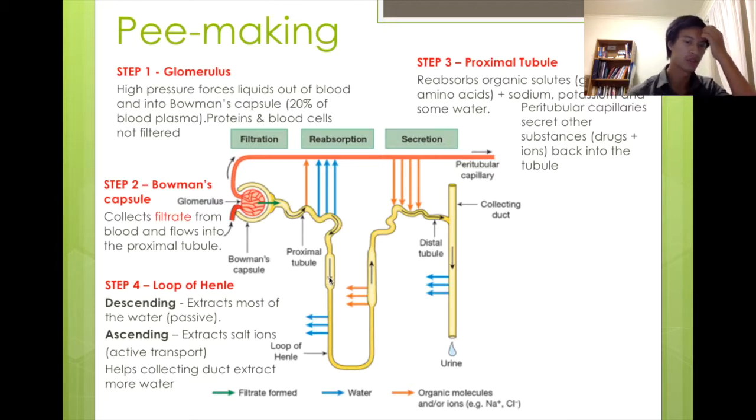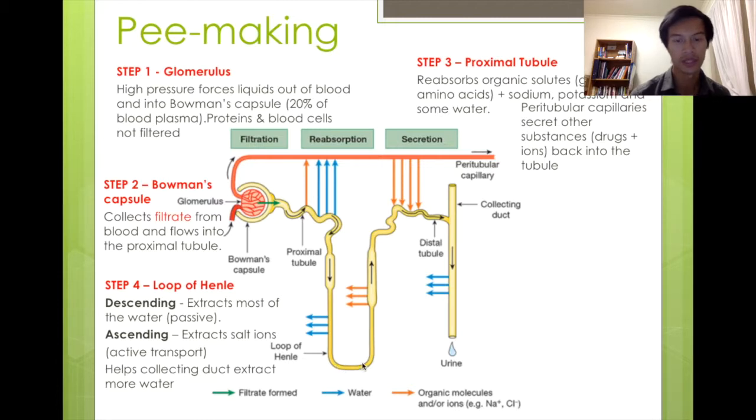The loop of Henle was named after a guy named Henle, and it has two aspects. There's a descending arm which goes downwards, and then an ascending arm which goes back up. In the descending arm, a lot of the water gets extracted from the tubule by passive diffusion into the rest of the kidney, the medulla. As it does that, it concentrates the amount of salt that's there.